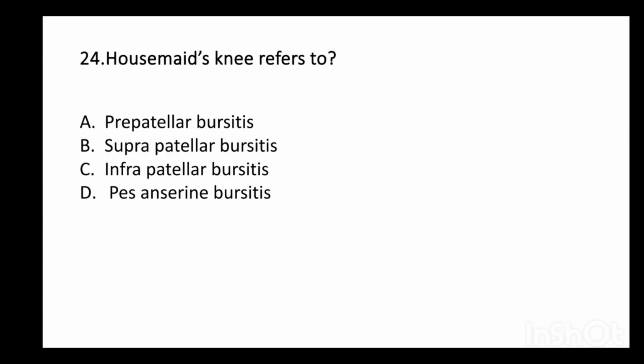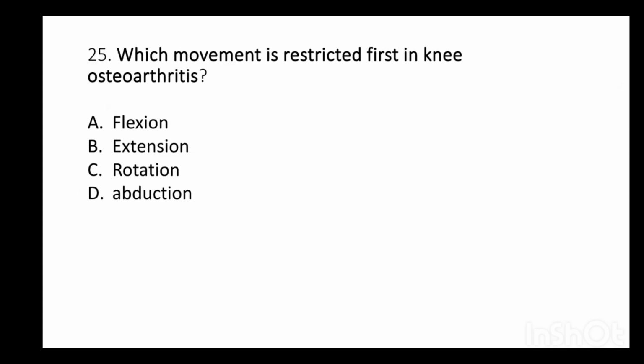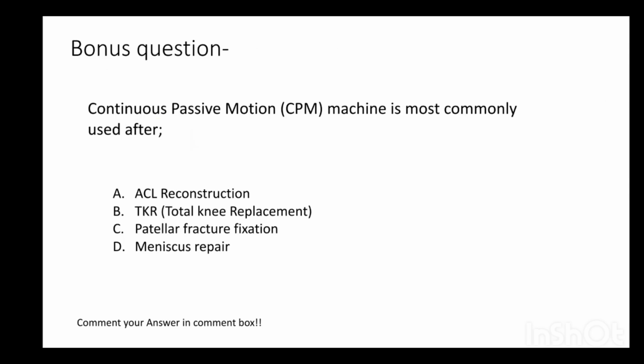Our next question is, housemaid's knee refers to prepatellar bursitis, suprapatellar bursitis, infrapatellar bursitis and pes anserine bursitis. And our answer is prepatellar bursitis. Our next question is, which movement is restricted first in knee osteoarthritis? Flexion, extension, rotation and abduction. Our answer is extension. Next question is a bonus question. Continuous passive movement machine is most commonly used after ACL reconstruction, TKR, patellar fracture fixation, meniscus repair.